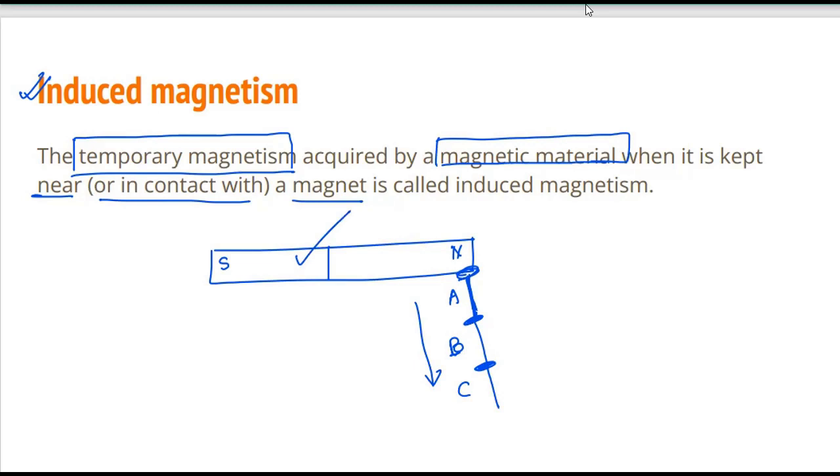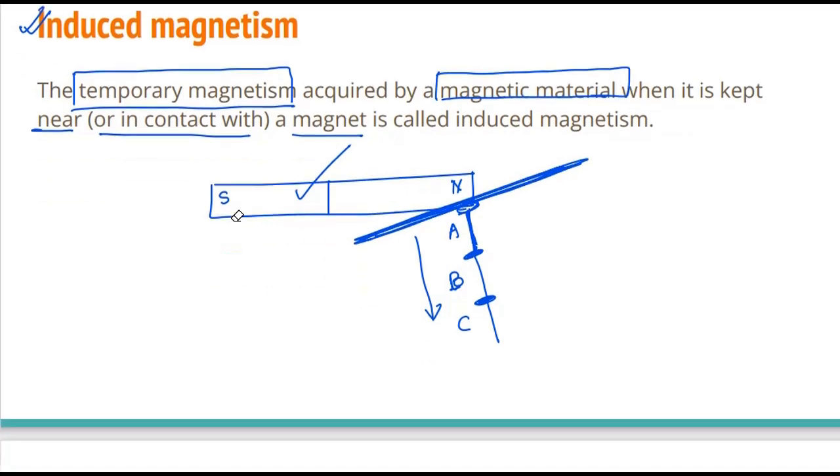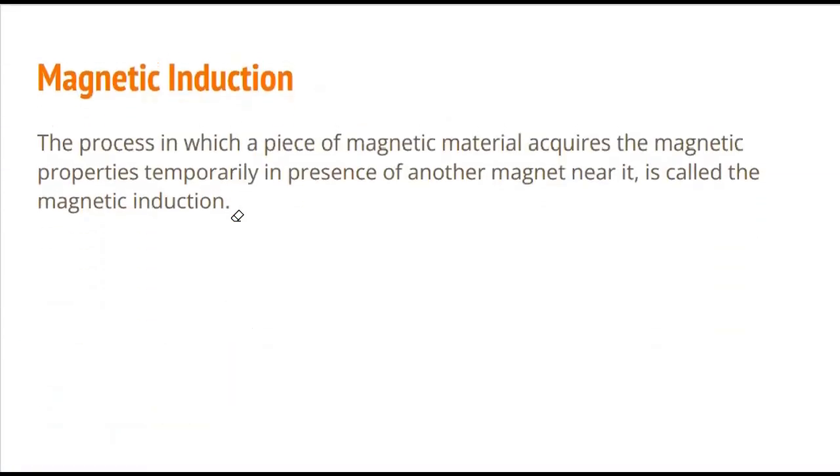Now this is temporary magnetism, because the moment you detach pin A from the main magnet, all of the pins will fall apart from each other. That means all the pins will lose their magnetism. So this is not permanent magnetism, but temporary magnetism. This magnetism is known as induced magnetism. Simple. Next is magnetic induction.